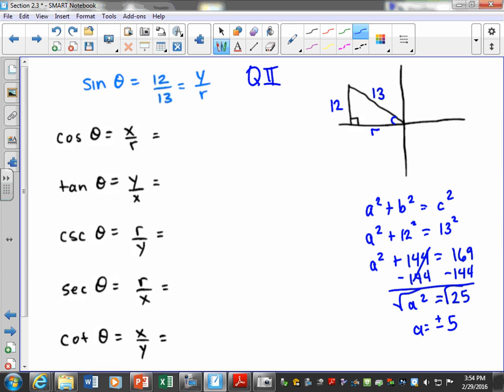But in the coordinate system, if I start at 0, 0, and I go to the left, it's going to be -5. So we want to make sure we have -5. Now we have an x value, a y value, and a radius value. I wrote our definitions over here. So we'll have our x value over r. Okay, so our x value is going to be -5, and our radius is going to be 13.